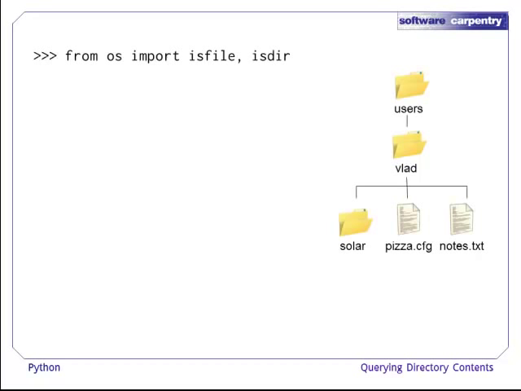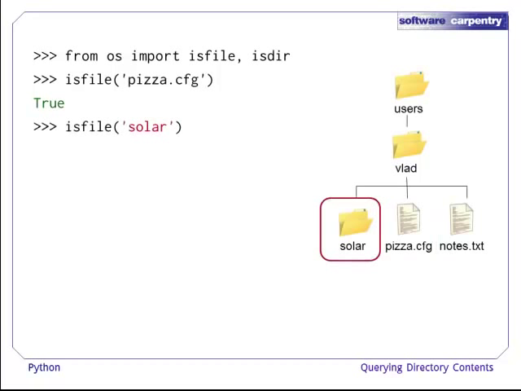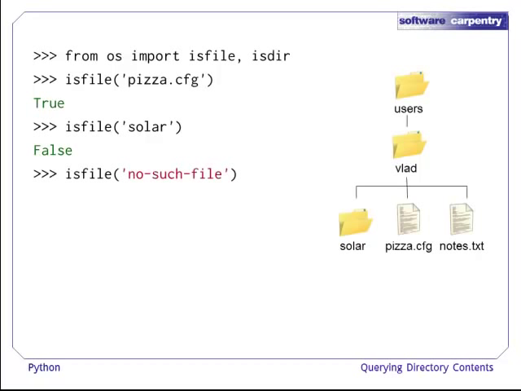Now, let's look at telling apart files and directories. Python provides two functions, isfile and isdir, which check whether their argument is a path to a file or a directory. They can take relative or absolute paths. Let's import these. Now, let's call isfile on a relative path to a file. As expected, it returns true. And for a path to a directory, this time it returns false. And for a path to something that does not exist, it also returns false.